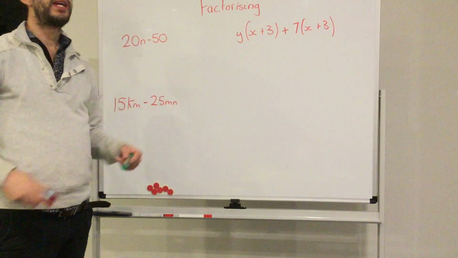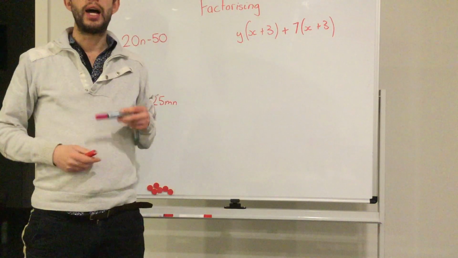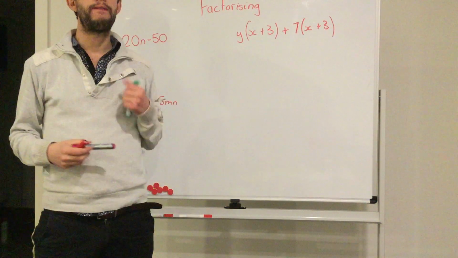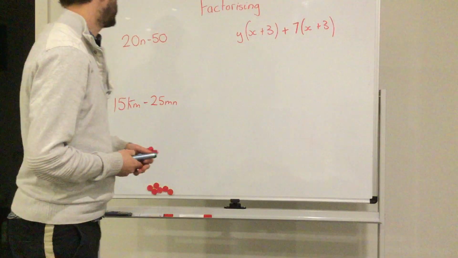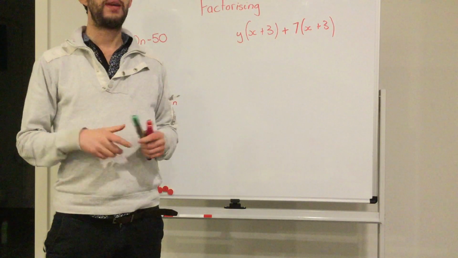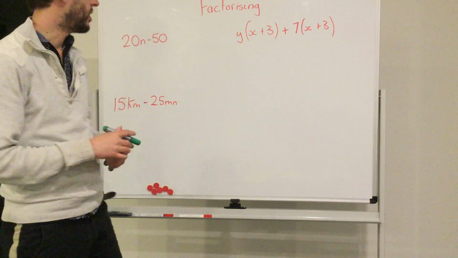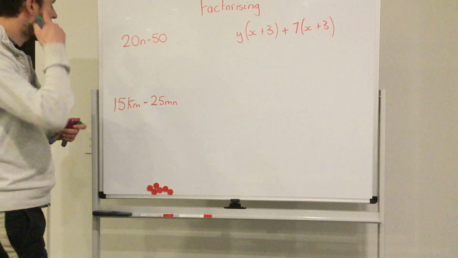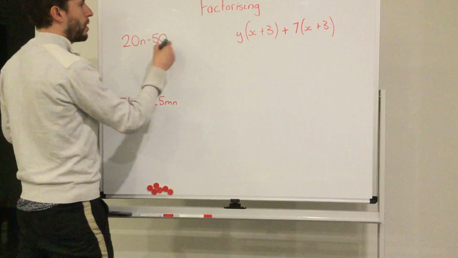So we are looking at factorising. Now when we are looking at factorising, I would like you to think about factorising as the opposite of expanding. So we need to think about our highest common factor with our numbers, and we're going to get it into brackets. So first thing I want you to think about here is we've got 20n and we've got 50.